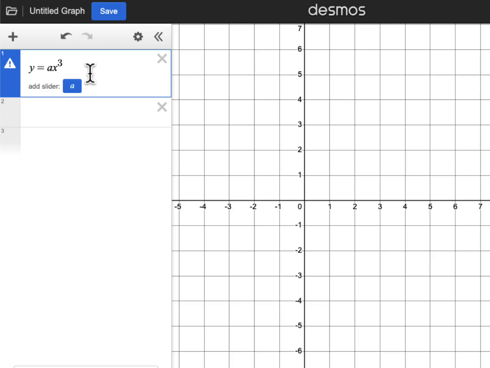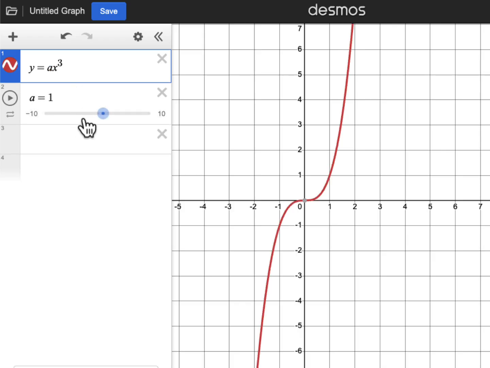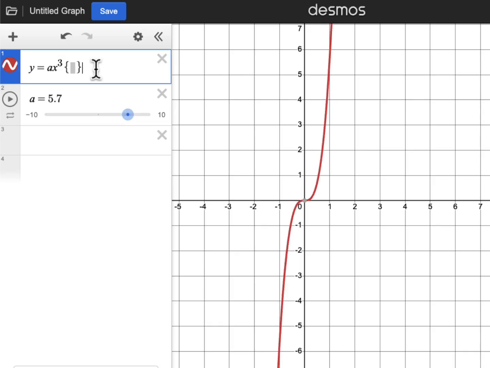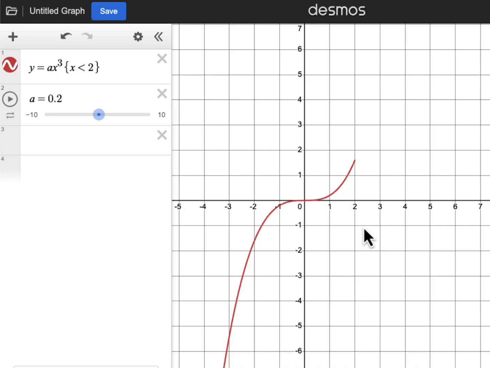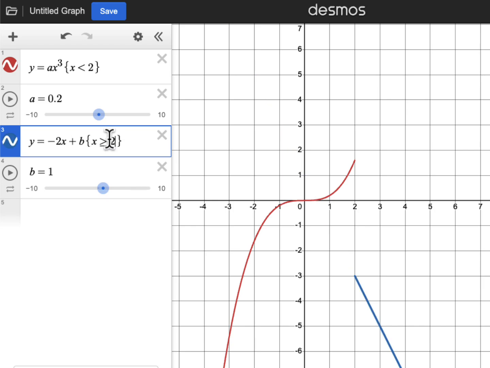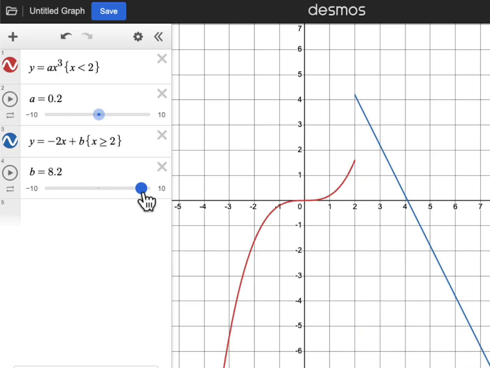So I'm going to type in y equals a x cubed, add a slider for a, and we get different graphs depending on what a is. Now let's crop it for x being less than 2, so we only see a portion of this cubic graph. The second portion is y equals negative 2x plus b. So add a slider for b. Crop this for x being bigger than or equal to 2. And we get different values as we change b. Changing b just changes the vertical shift.